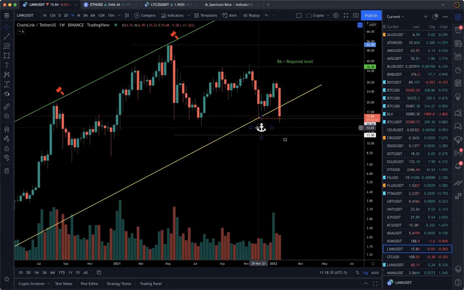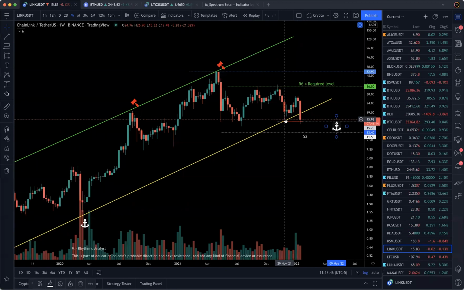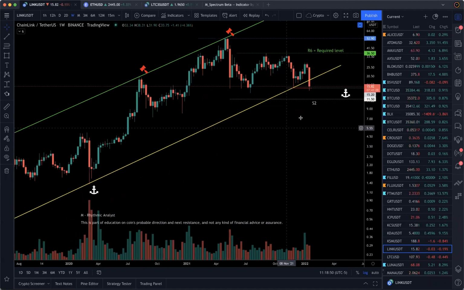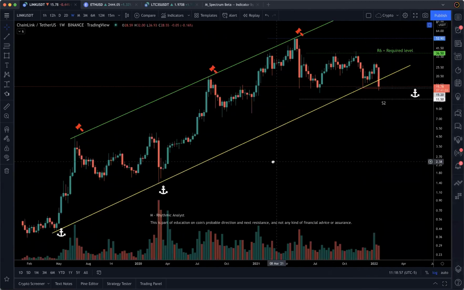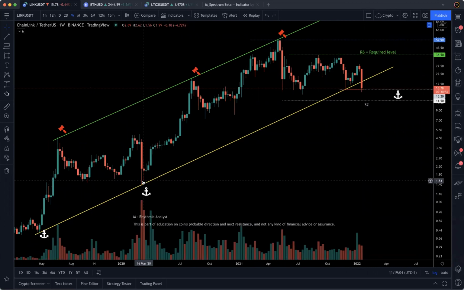Link, wow. So Link broke the yellow line. It survived the yellow line over here a few weeks ago, in November, and after that it came very close but did not break. If you look at this yellow line, it began from around 2019, was supported, and then supported again, and now it broke. So this is a serious matter because the ascending channel is broken.